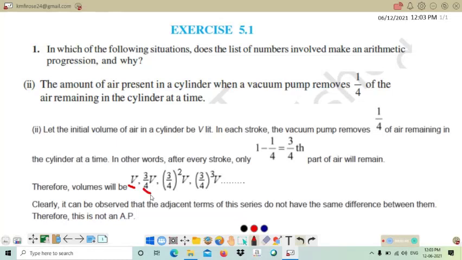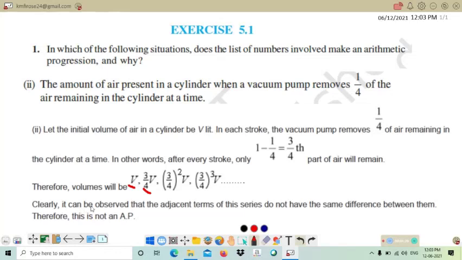Then again 1 by 4 is removed, that means again 3 by 4 of that volume, so 3 by 4 into 3 by 4 V, which is 3 by 4 the whole square V. Next again 3 by 4 of the volume, so we get 3 by 4 cube V. This is a square, cube pattern, not an arithmetic progression. It is not added, it's just multiplication.